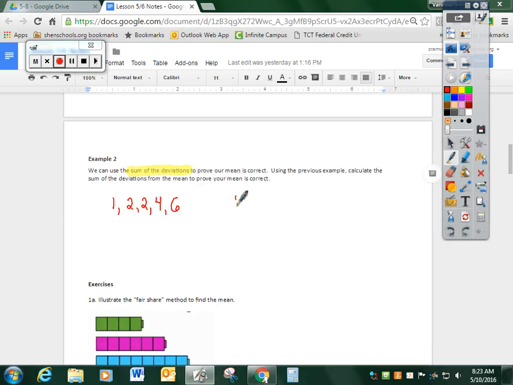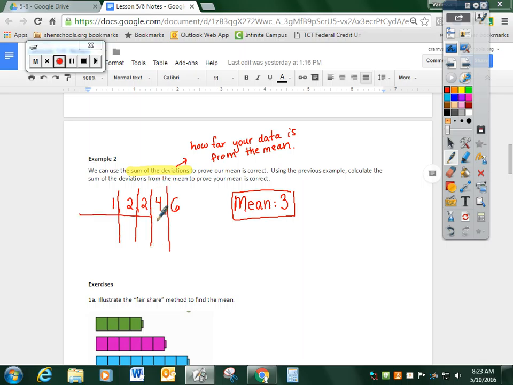Now, we found our average, or our mean, to be 3. On average, people had 3 pets. A deviation is how far your data is from the mean. So let's calculate some deviations together. I'm actually probably going to make this a chart. This is our data. These are our deviations.